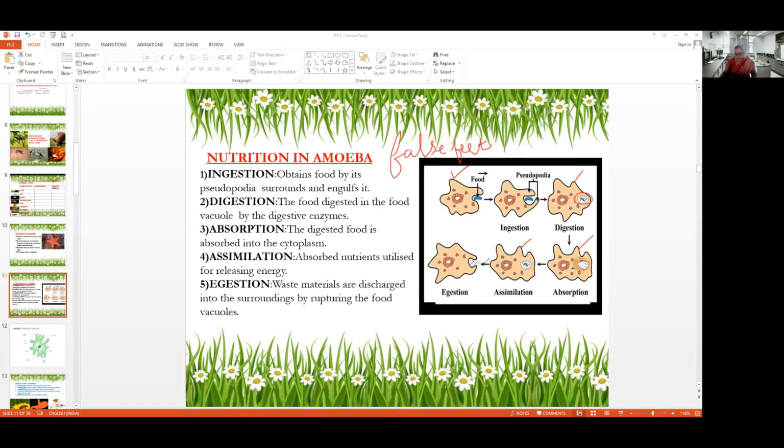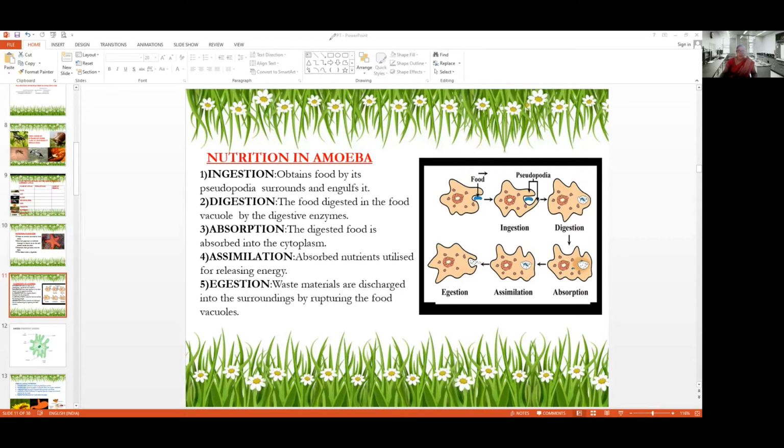After that, once it gets digested and diffused, that is, once it gets converted into energy, all the process is over. Finally, the waste particles will be produced over there, and they will come out through the pseudopodia. So this is the process of nutrition in amoeba.